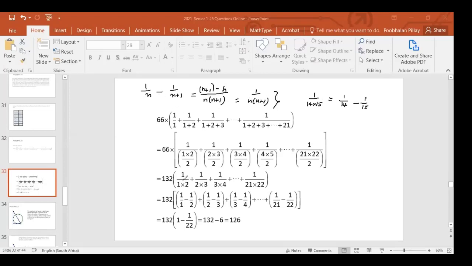So there's your n in 10 plus 1. So observe, 1 over 14 times 15 is 1 over the smaller one minus 1 over the larger one. So if you take this, it's 1 over 1 minus 1 over 2. This is 1 over 2 minus 1 over 3. This is 1 over 3 minus 1 over 4. Remember, this is where we stopped. We had a 132 here, and we did this. And this last one is 1 over 21 minus 1 over 22.